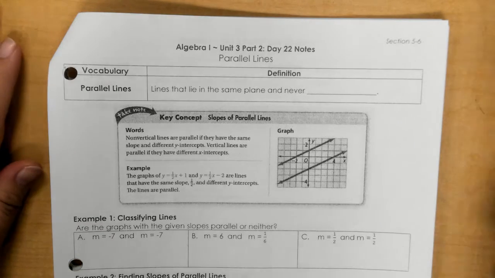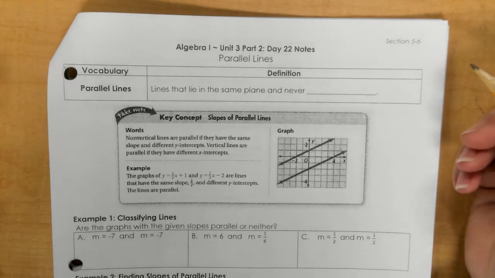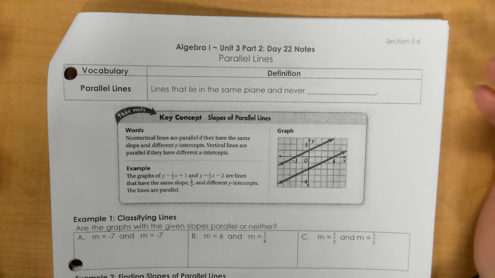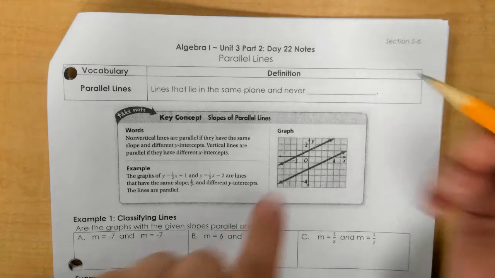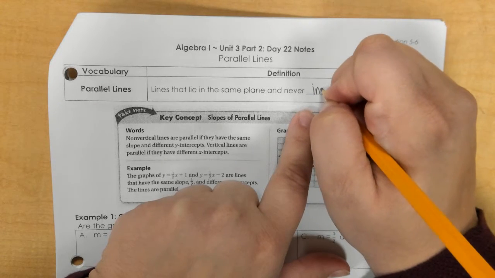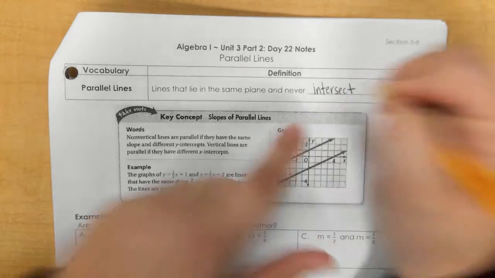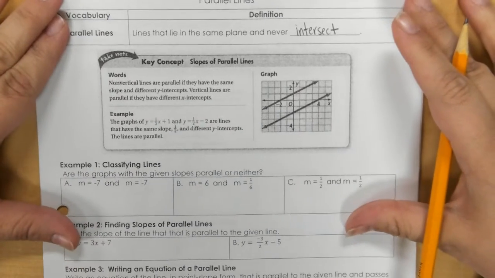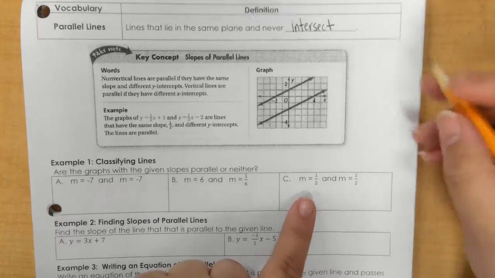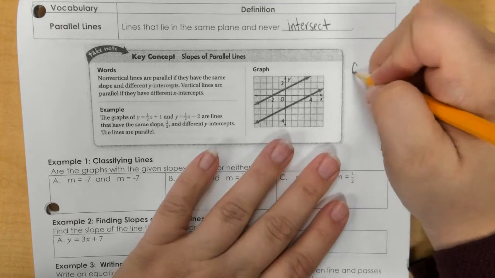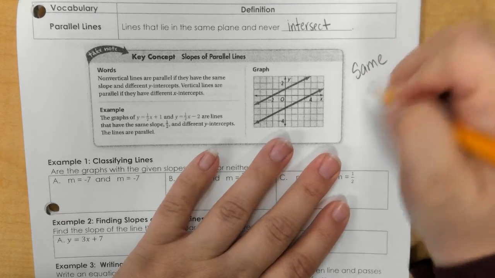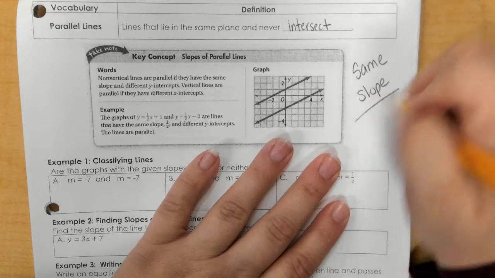For day 22, this is concentrating on parallel lines, and specifically the slopes of parallel lines. So lines that lie on the same plane and never intersect are parallel lines. And the big concept is that you have to know that lines that are parallel have the same slope.